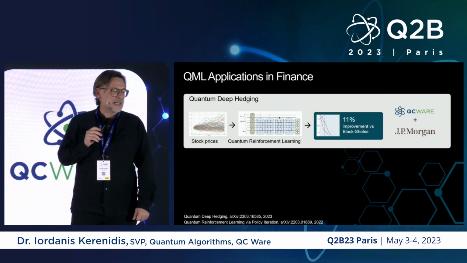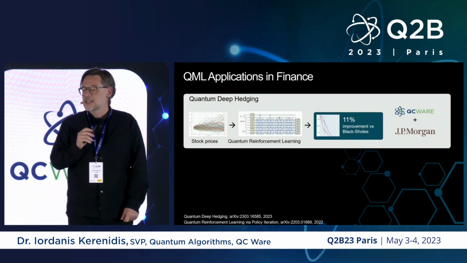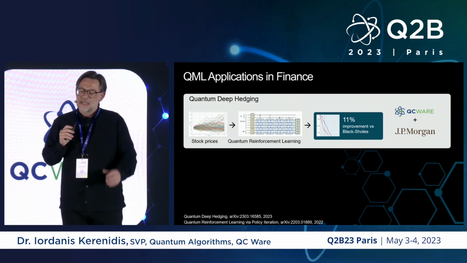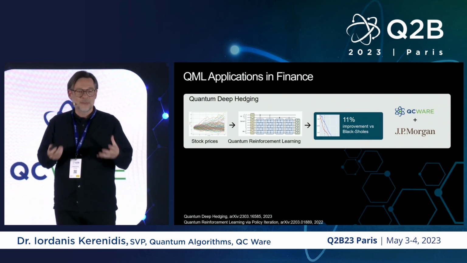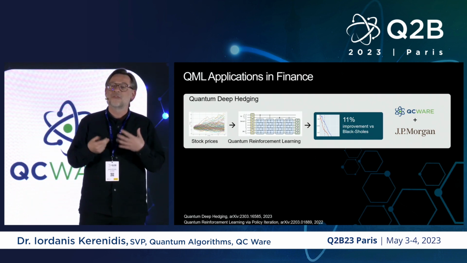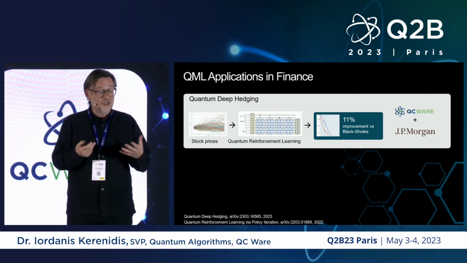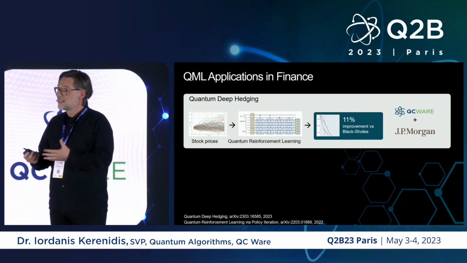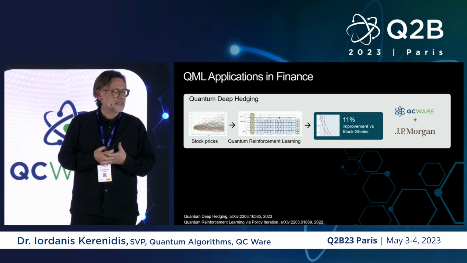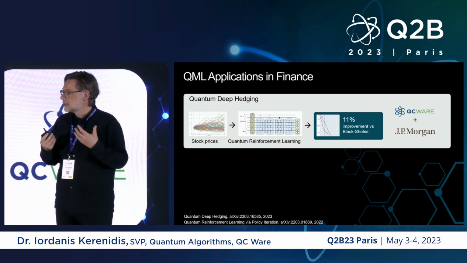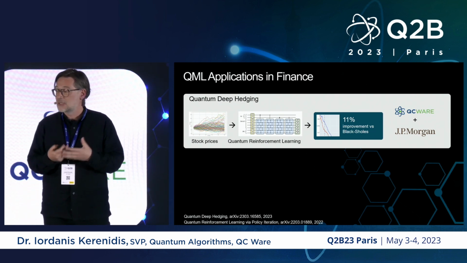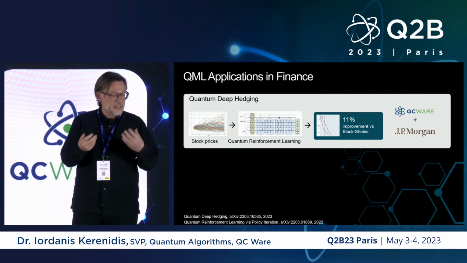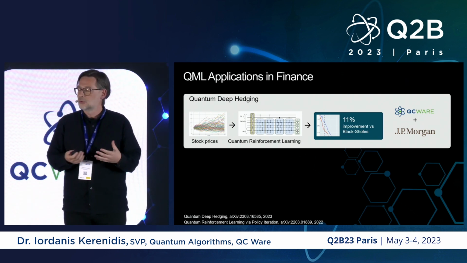Third example in finance, this is the work that we very recently did with JP Morgan. Here we looked at deep hedging. Deep hedging is the idea of using deep learning techniques for the problem of hedging derivatives, right? Actually, JP Morgan were the ones who invented this in the classical settings. So we tried to understand whether adding quantum to these machine learning methods, and in particular reinforcement learning, we could add something to what they could do, right?